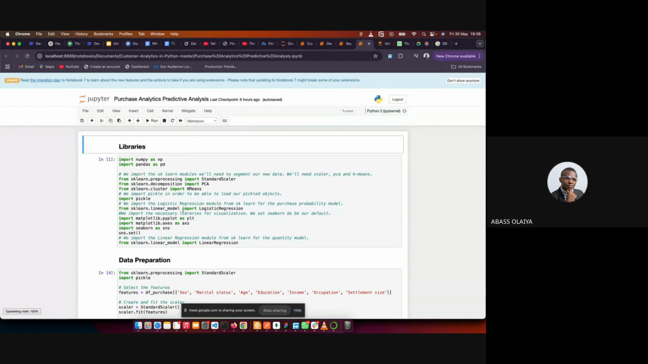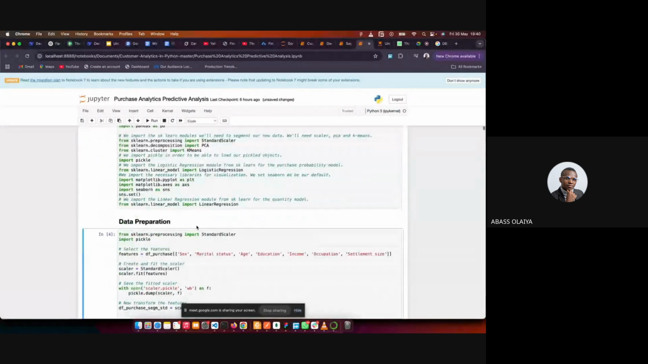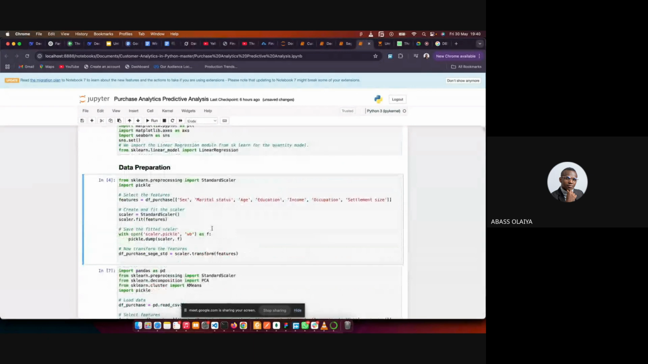So these are the libraries we are going to be using. We will import sklearn modules. We are using preprocessing, decomposition, clustering, PCA, linear model, matplotlib and Seaborn, then linear regression. Then this is our data set.